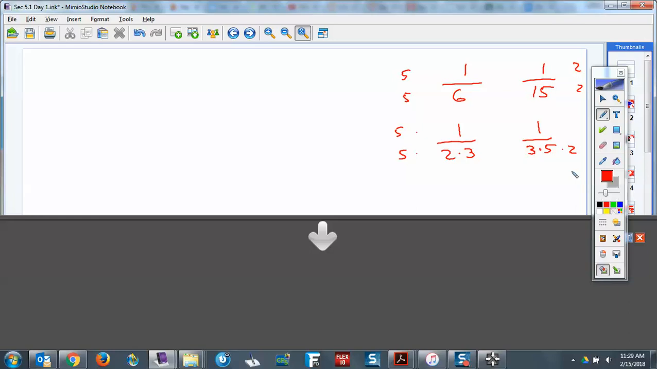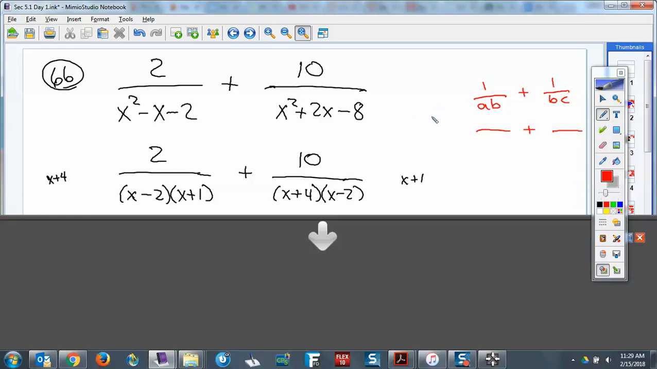That's what you would do with numbers. So you do the same thing here with letters. This one already has an A and a B, but it's missing a C. This one already has a B and a C. It's missing the A. So you would take the top and bottom times A on that one, and you would take the top and bottom times C on this one, and that would give you your common denominator of ABC.